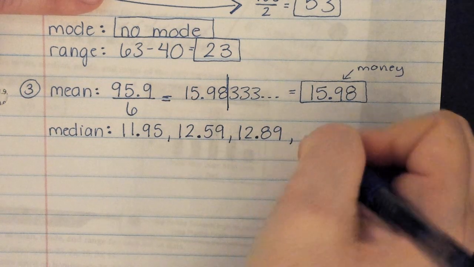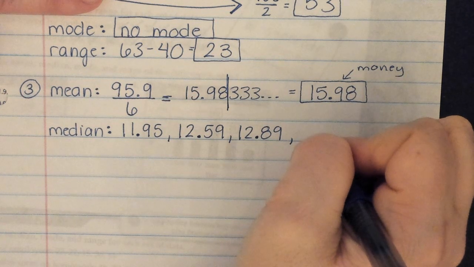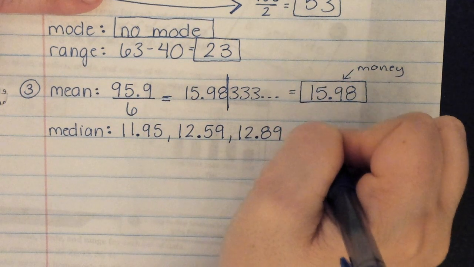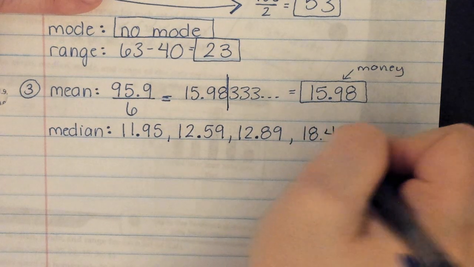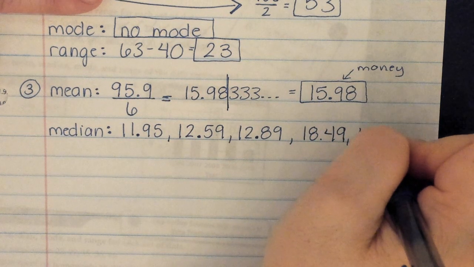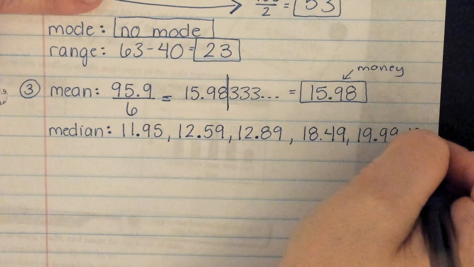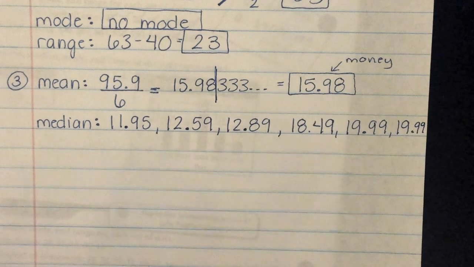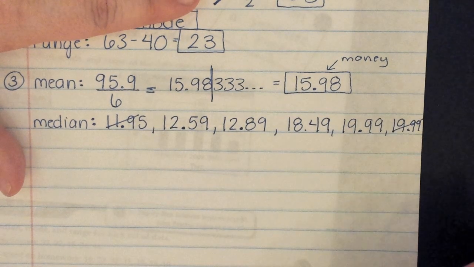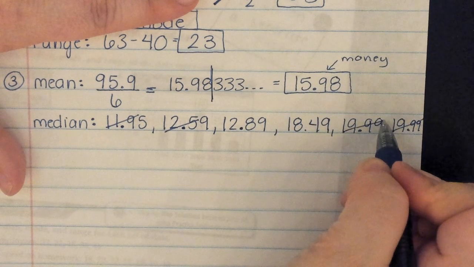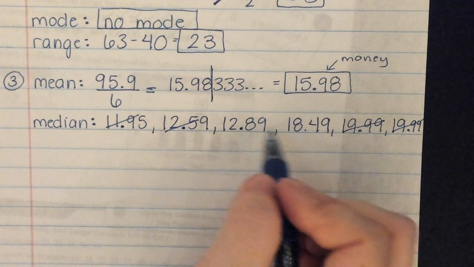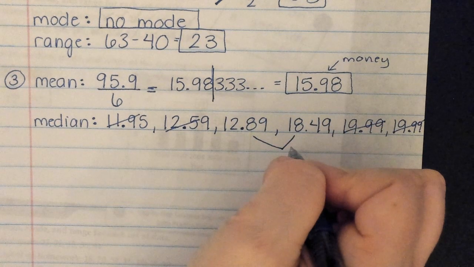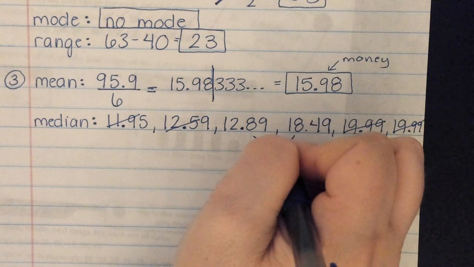All right, what's going to be next, Macy? 18.49, and then 19.99, and then 19.99. Squeezing that one in there. Okay. So I want to find the middle. So I'm going to mark off 1 on the front, 1 on the back. 1 on the front, 1 on the back. I'm left with 2. So what am I going to do with those 2 numbers? What am I going to do with those 2 numbers, Chris?